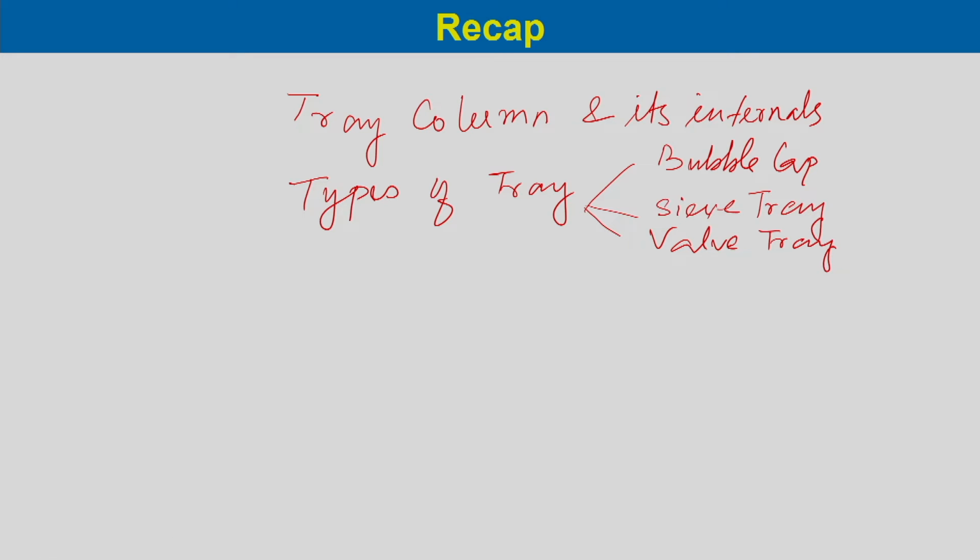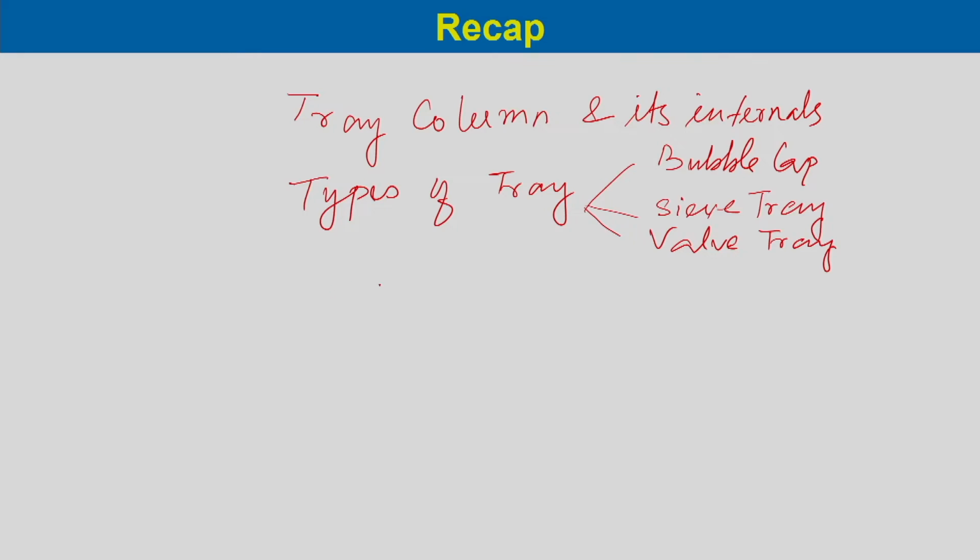Valve trays are proprietary trays which are used for tray columns, but for bubble cap and sieve trays, detailed information is available in the literature for their design. And then we have seen what are the different conditions that occur in a tray column when we change the gas and liquid flow, and how flooding and entrainment occur.